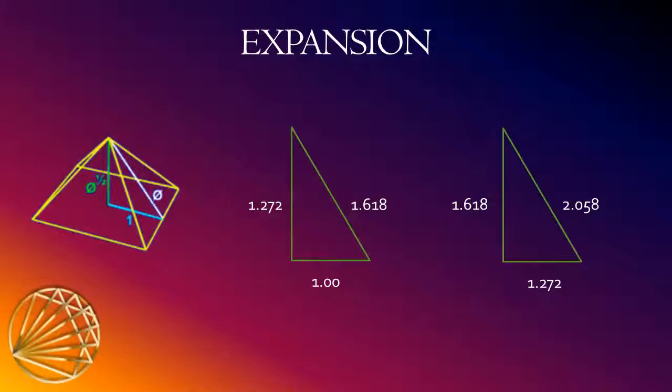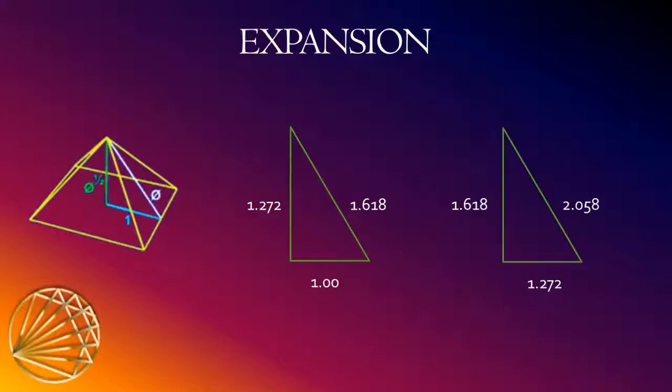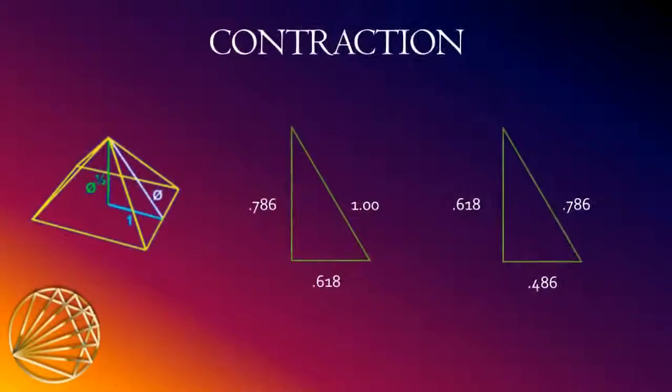Now we can do the same in reverse as well. We can get a contracting number series. Once again, we take the slice of the triangle from the pyramid, and this time we're going to use the square root of phi, which is 0.786. As you can see, 0.786 here is the height. If the hypotenuse is 1, then the base is 0.618.